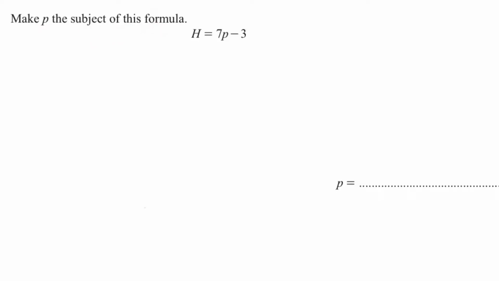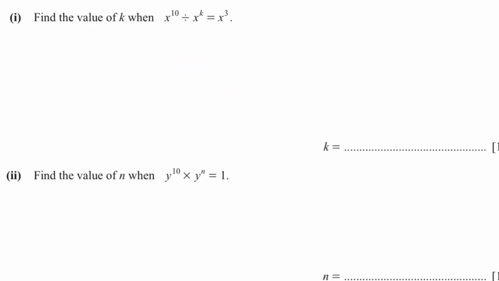Make P the subject of this formula. Whatever you want to make the subject, bring it on the left hand side. So this whole equation we will write here on the left hand side, and the h will write on the right hand side. Bring the negative 3 to the other side, it will become positive 3. It's 7 multiplied by p, so that will be a divide, h plus 3 divided by 7. So p is equal to h plus 3 divided by 7.